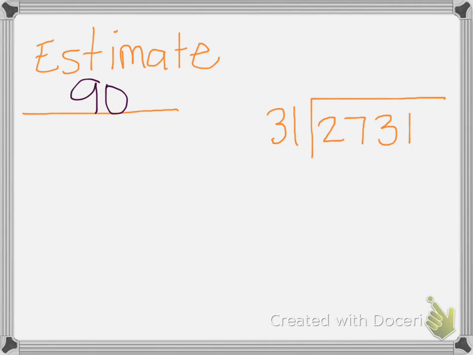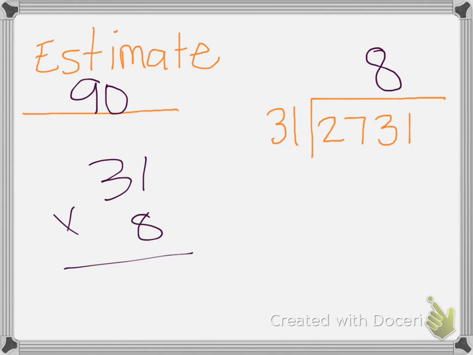Now it says to actually solve. So 31 goes into 27. You can't do it. So you have to see how many times 31 can go into 273. So it goes in about 8 times. So then 31 times 8. 8 times 1 is 8. 8 times 3, 248.